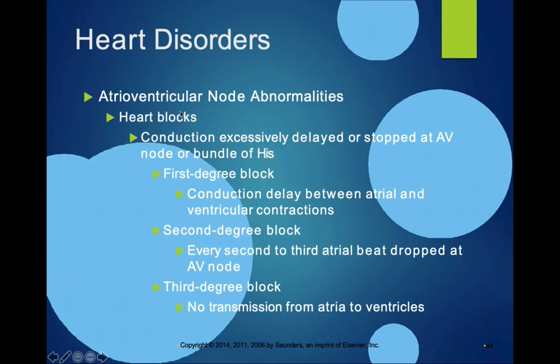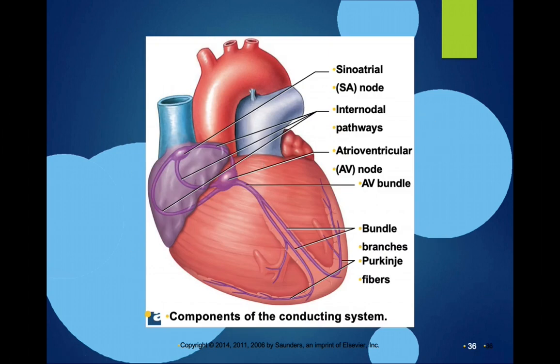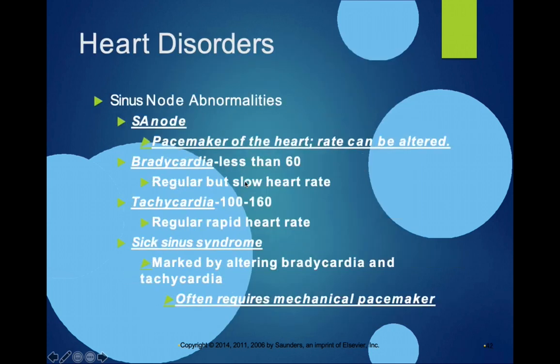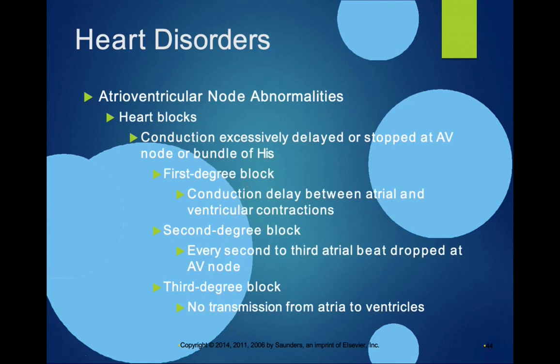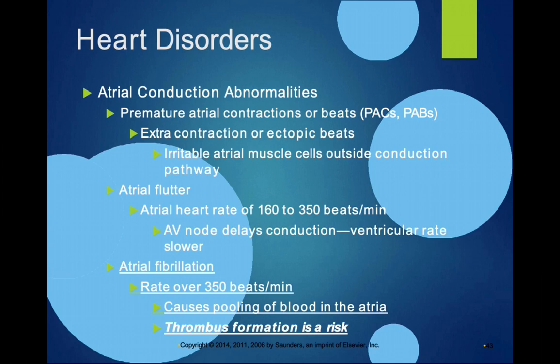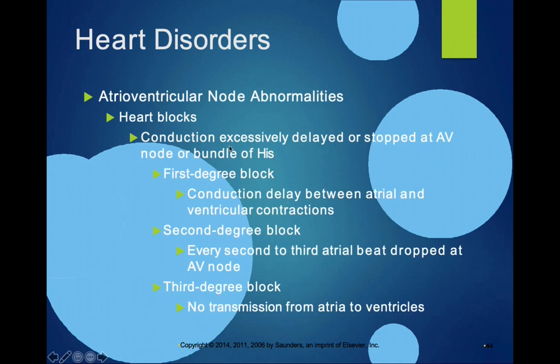Okay, AV node abnormalities, the heart blocks. The conduction is excessively delayed or stopped at the AV node or the bundle of His. So somewhere in here there could be a problem. Let's go back. Conduction is excessively delayed or stopped at the AV node or the bundle of His.